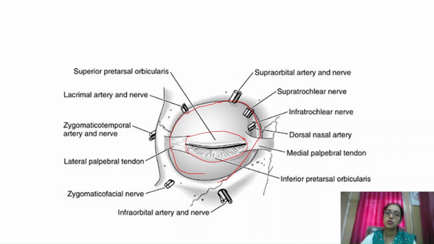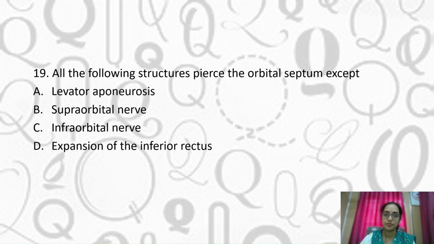Okay, so it converts the supraorbital notch into a foramen which transmits the supraorbital vessels and nerves, and then many structures like supratrochlear nerves, infratrochlear nerve, then lacrimal artery and nerve pierce through the orbital septum. On the lateral and medial sides, you have the lateral and the medial palpebral ligament. So this is the diagram of the orbital septum.